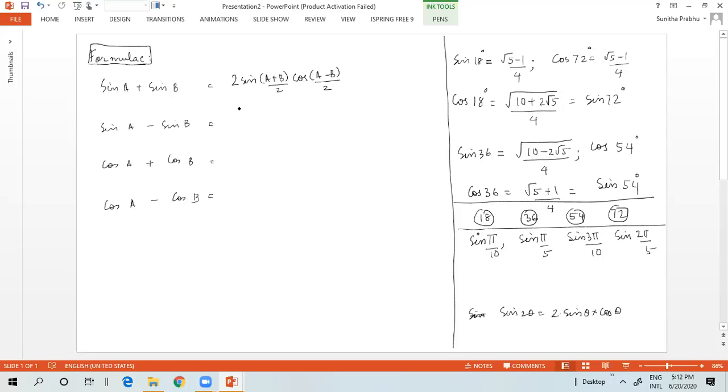2 cos (a plus b) by 2 and sine (a minus b) by 2.